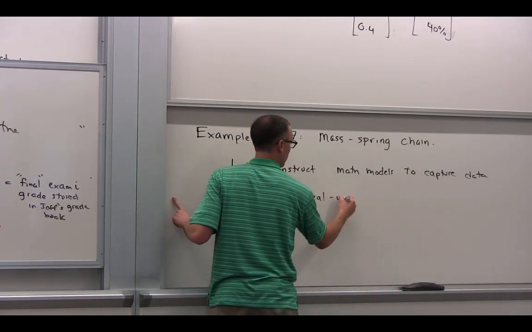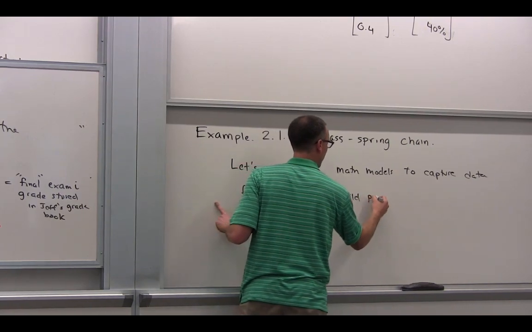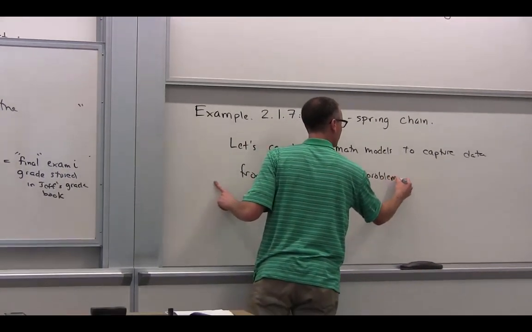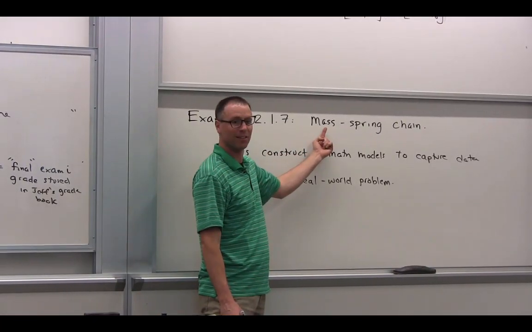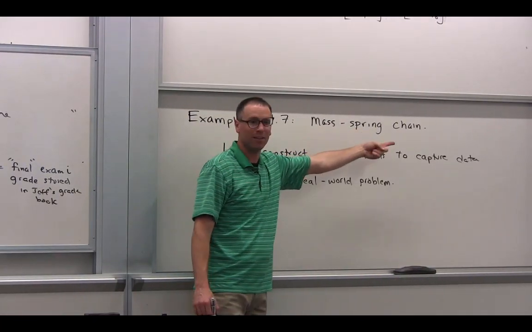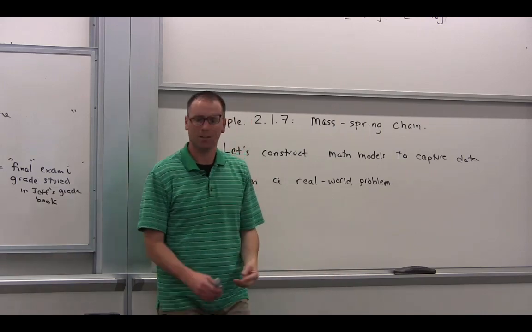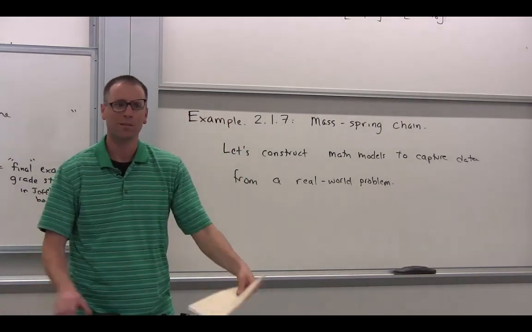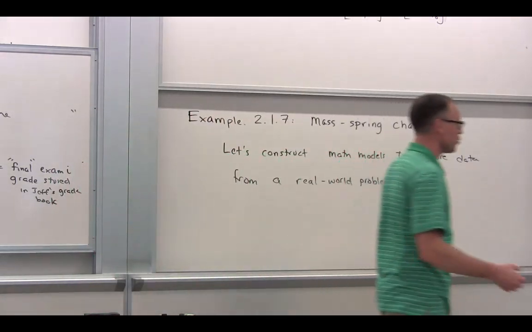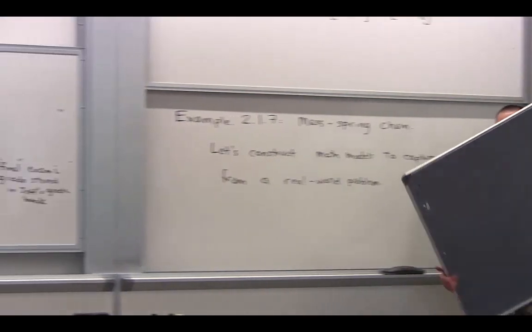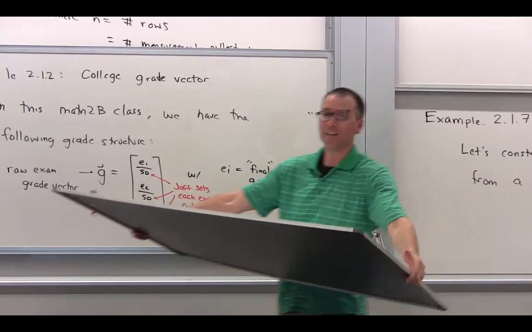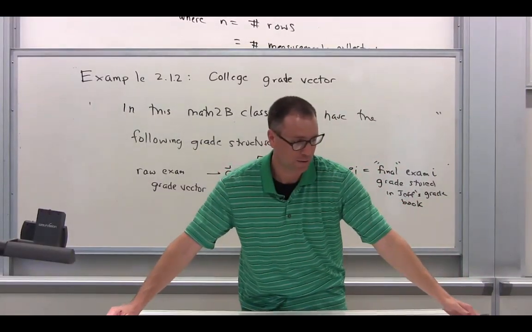A real world problem. Well, what's a real world problem again? Something to measure with data. Could you guess what we're going to measure with data? A mass spring chain. What the hell is a chain? What is a chain? Something with links. So could you guess what a mass spring chain is? Linked masses and springs in a chain together. So here we go.